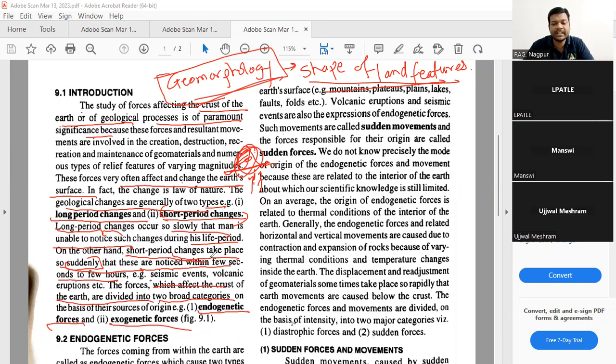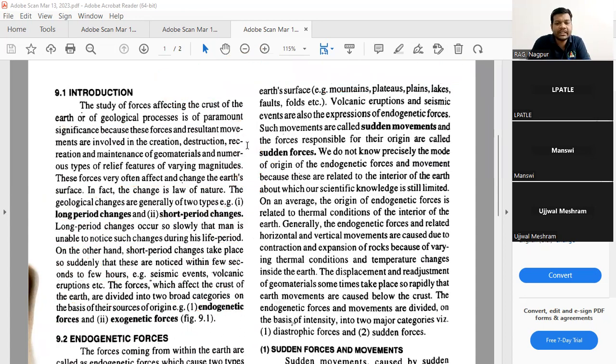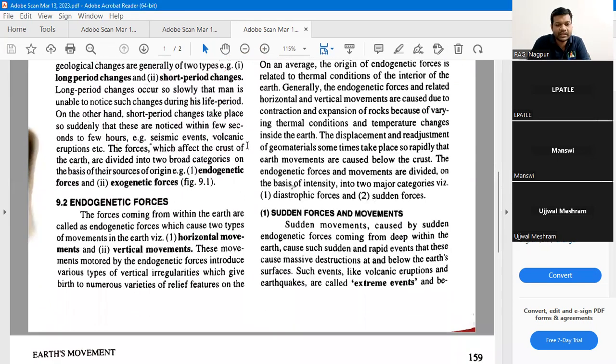Then what are exogenetic processes? Exogenetic means which occur on the surface. These are the processes or forces which occur on the surface of the earth, just like weathering, just like erosion. Understood? So these are the exogenetic and endogenetic processes or forces, right?